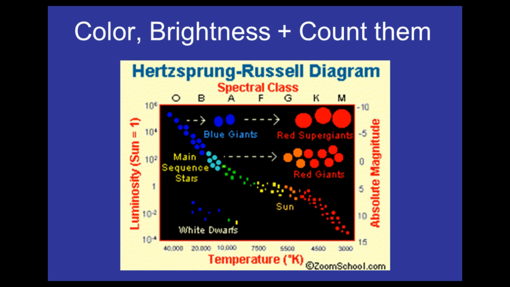And then where would we find the smallest stars? We'd find those on the lower left, where it says white dwarfs. Make sure you get these general locations down in your notes right now.